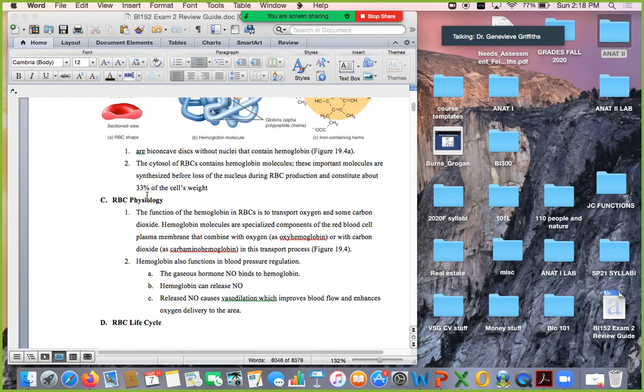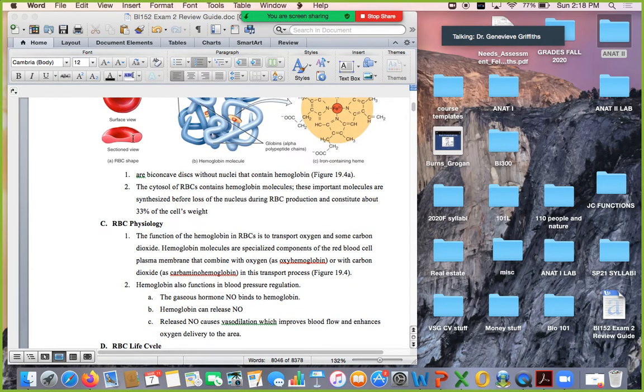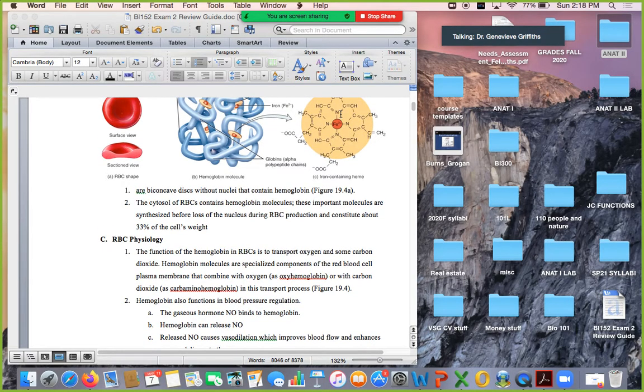About 33% of the red blood cell is these hemoglobin molecules, so it's almost all, at least a third hemoglobin molecules, and that's what gives it this nice red appearance. That red is going to be from the iron, and iron, when it forms with oxygen, is going to make iron oxide, which is basically rust, a nice rust-colored molecule, and that's what makes these blood cells appear to be red.